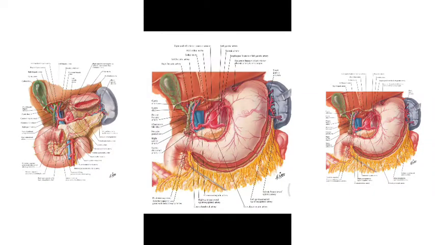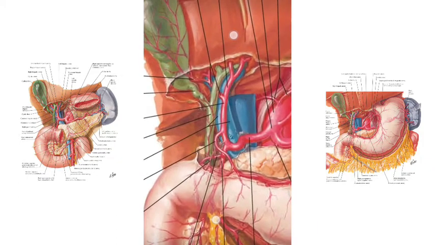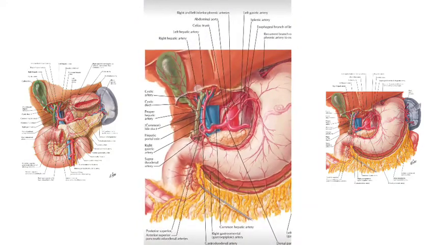In this video, we are trying to trace the common hepatic duct and common bile duct. Before going to that, we have to see some basic things. This is the area that we are discussing. So let's get oriented. This is the abdominal aorta.